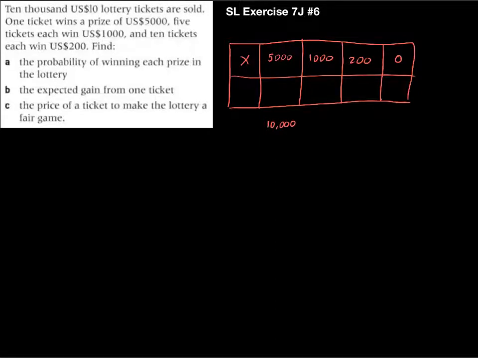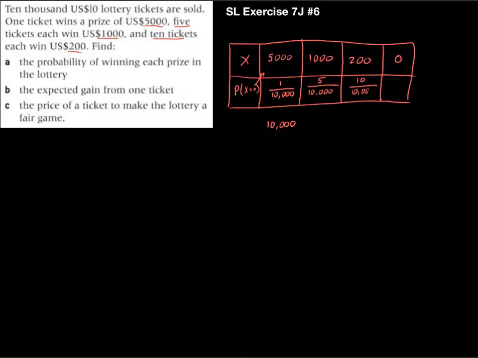So given that there are 10,000 tickets, how many are worth $5,000? Just one, right? So the probability that X is going to equal this specific X value is 1 out of 10,000. Now, 1,000, there are 5 $1,000 tickets. So that means that this is 5 out of 10,000, right? That are worth $1,000. And then there are 10 tickets that are $200. So that would be 10 out of 10,000. Oops, that's an extra zero there.